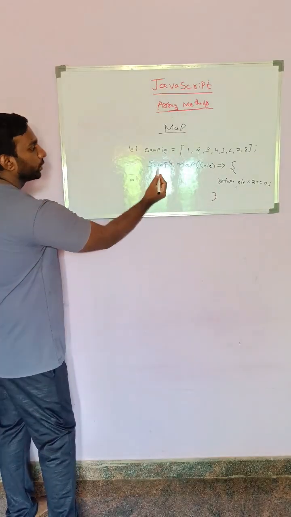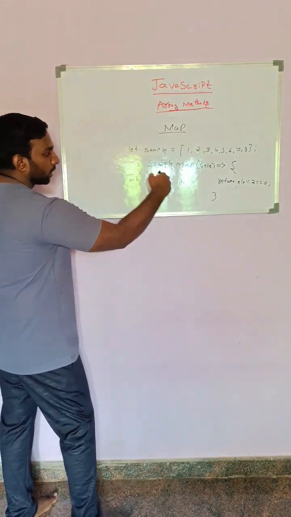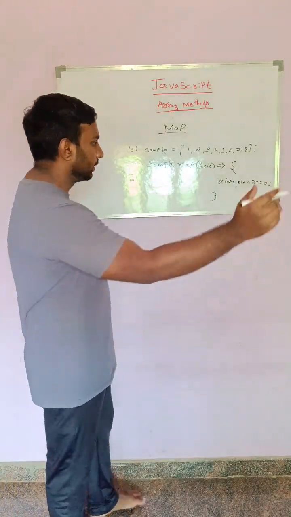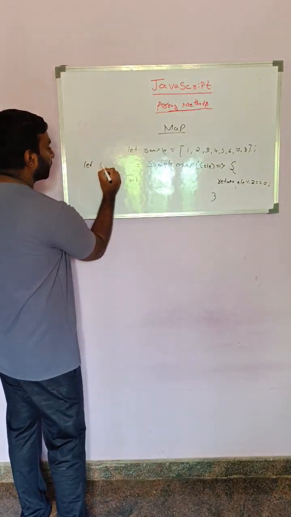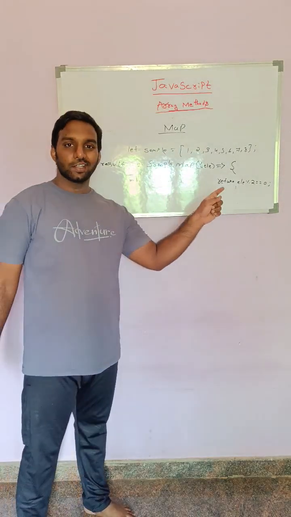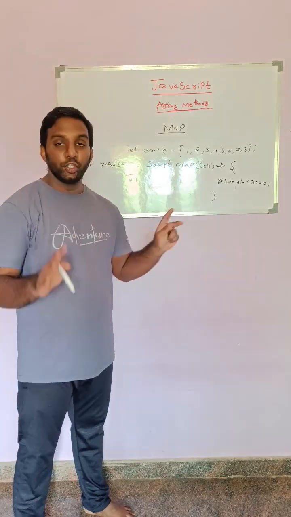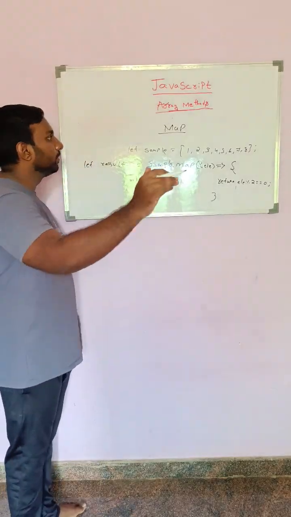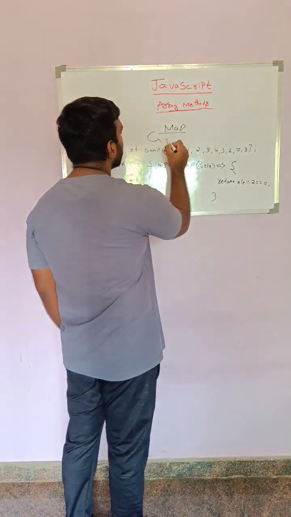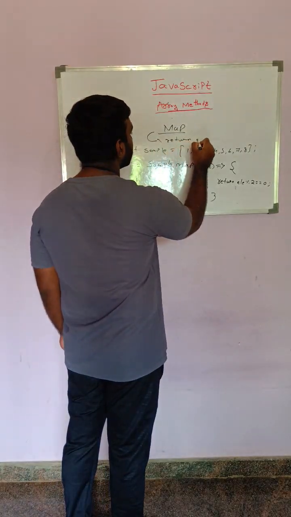So now I'm going to store whatever process I'm doing here in one more variable, that is nothing but result. Okay, so this result will contain this new array. This map will return the new array. That's the most important thing. This map will return a new array.